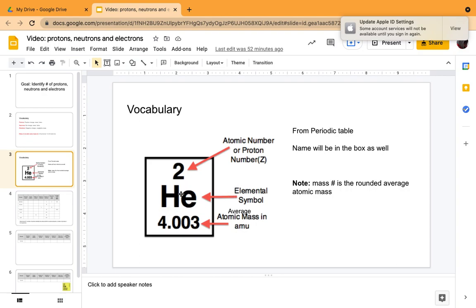So there will be the symbol here, and then at the bottom is the average atomic mass. Note here that the mass number is the rounded average atomic mass. So for example, the mass number for helium would be 4, and its average atomic mass would be 4.003.